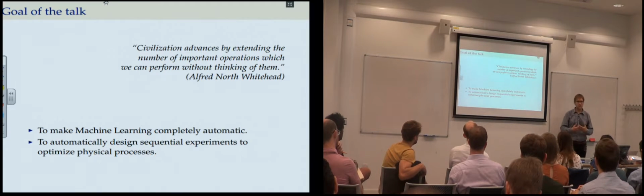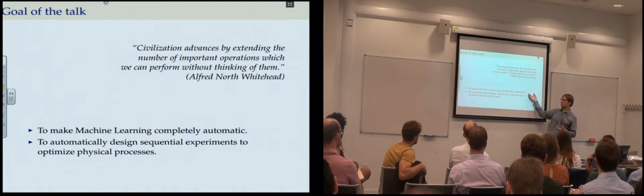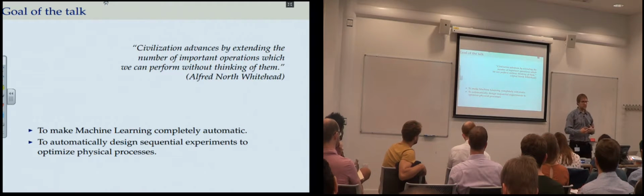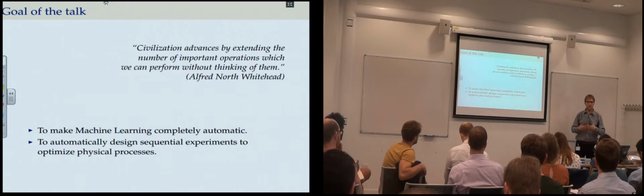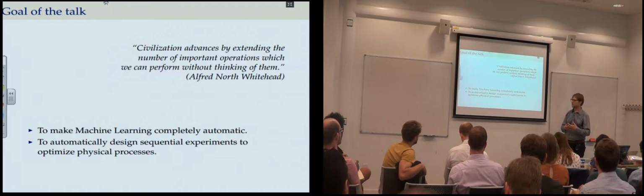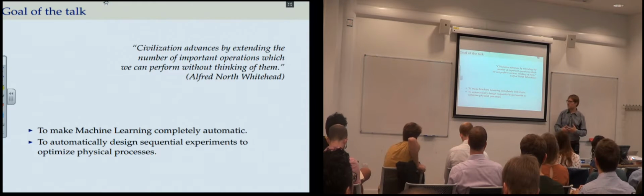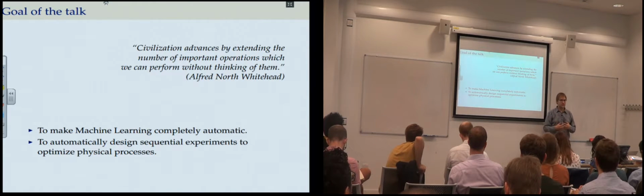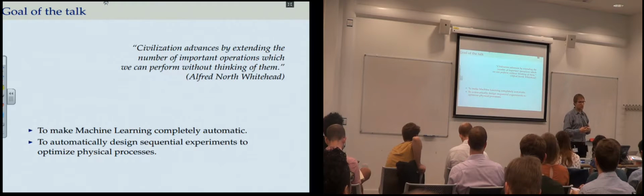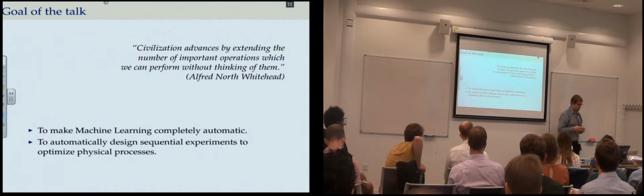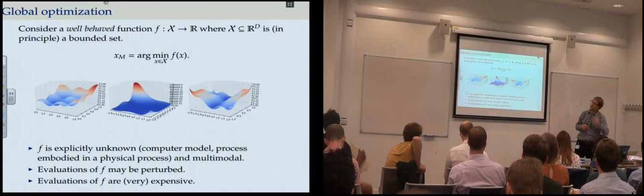In particular, we are going to talk about how we can make machine learning automatic, how we can select the best algorithms and the best models for a problem that is given to us, and how to do model configuration with that. And the second point is how can we optimize processes? How can we optimize physical processes or sequences of experiments to achieve some particular goal? So that's the idea of the talk.